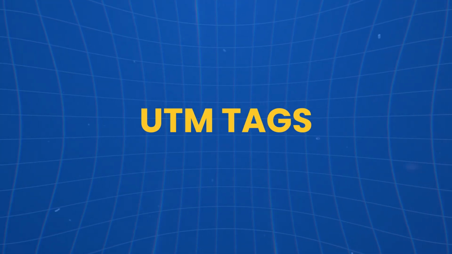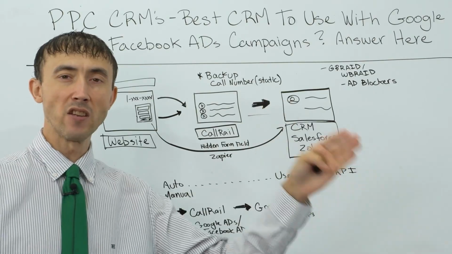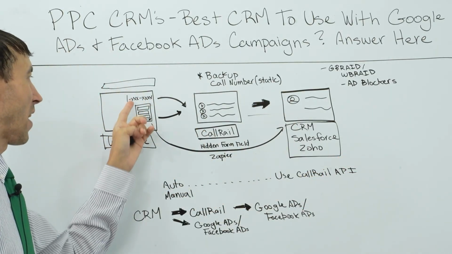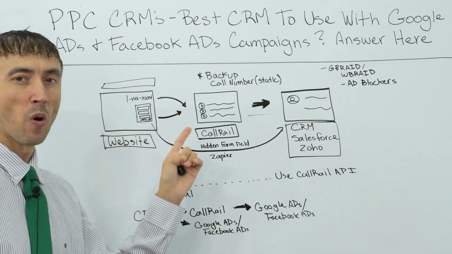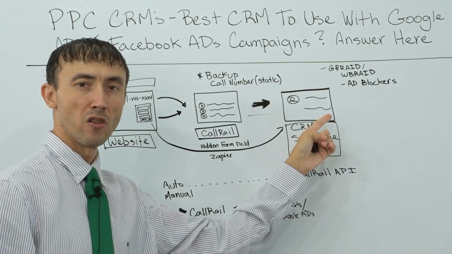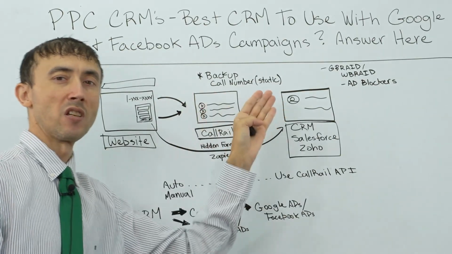You can add whatever UTM tags you want to the end of your ad URL, so that when the user clicks on your ad, that information is in the URL and is able to be picked up by the hidden form field on your form and sent to your CRM, even if the person was using an ad blocker.